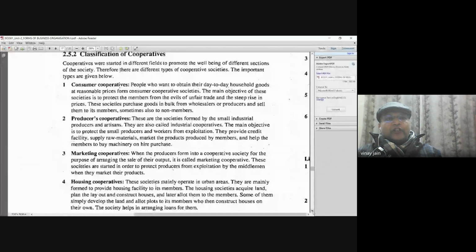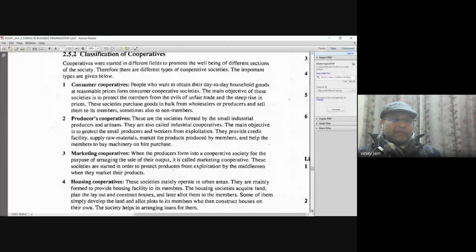The first one is consumer cooperatives. So, guys, these are people who want to obtain their day-to-day household goods at reasonable prices from consumer cooperative societies. The main objective of these societies is to protect the members from the evils of unfair trade and the steep rise in prices. So this is just to protect their members.